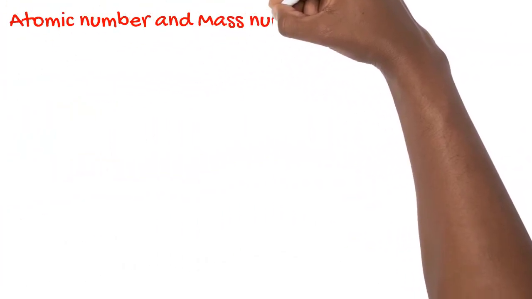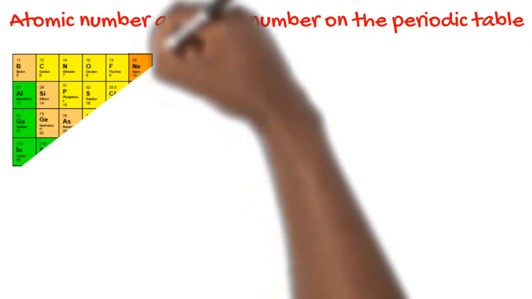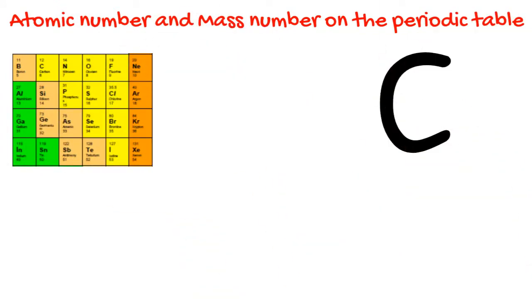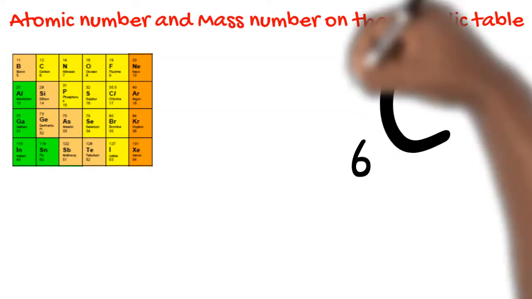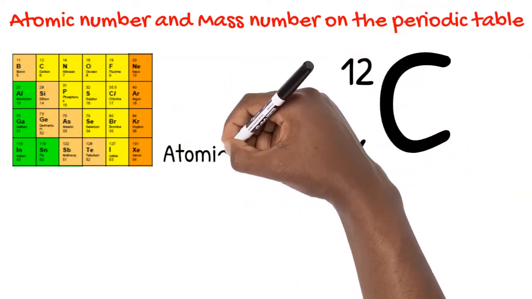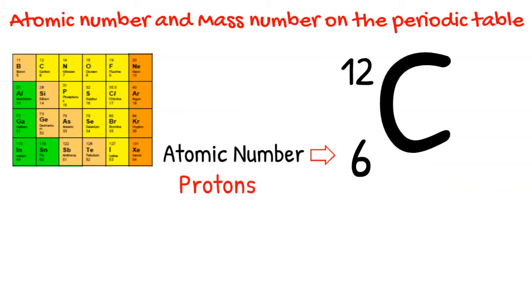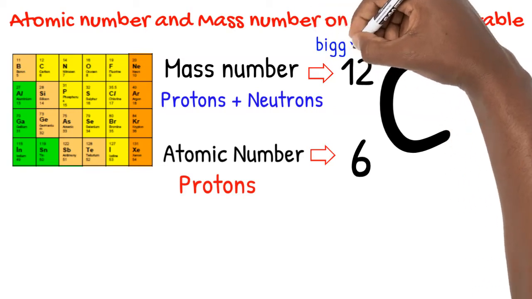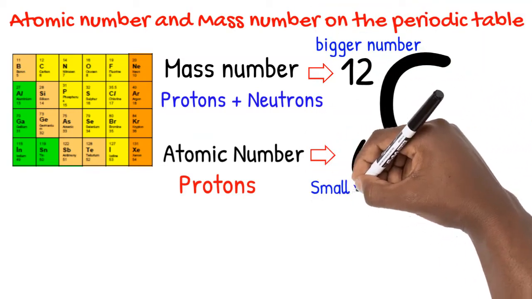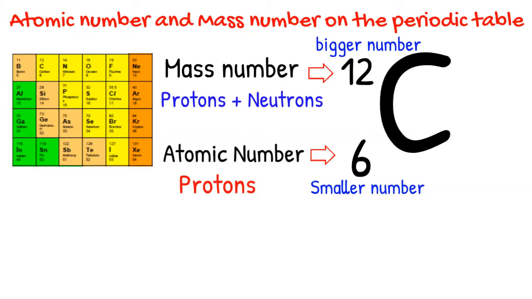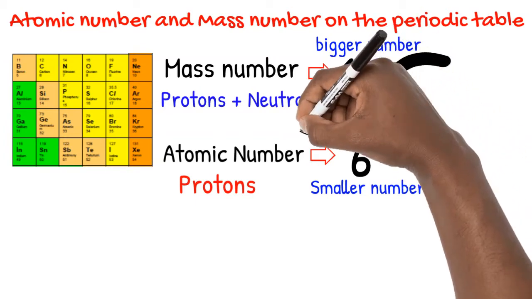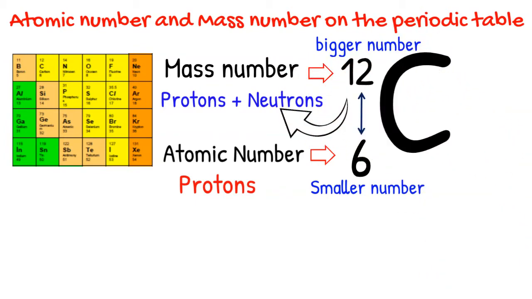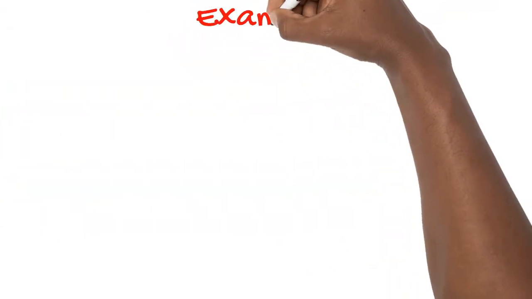So just how are atomic numbers and mass numbers represented on a periodic table? Take carbon, for example. You will see a small number and a bigger number next to it. Well, the small number represents your atomic number, which is your number of protons, and the bigger number is your mass number, which is the protons and neutrons. Now, note my use of the words bigger number and small number, not the numbers on top or the bottom, because on some periodic tables, these numbers can be interchanged. Just remember that the bigger number is your number of protons and neutrons, and the smaller number is just your protons only. Let's look at a few examples.